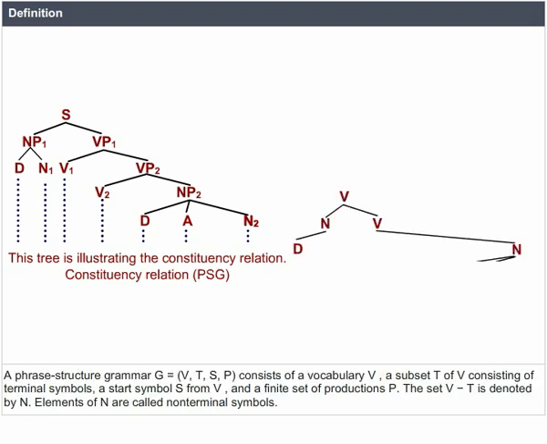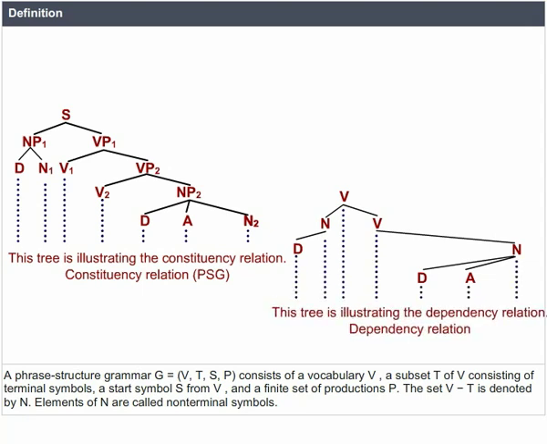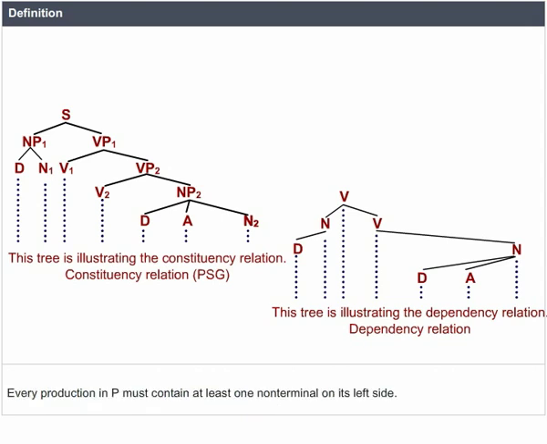A phrase structure grammar G equal to V, T, S, P consists of a vocabulary V, a subset T of V consisting of terminal symbols, a start symbol S from V, and a finite set of productions P. The set V minus T is denoted by N. The elements of N are called non-terminal symbols. Every production in P must contain at least one non-terminal on its left side.